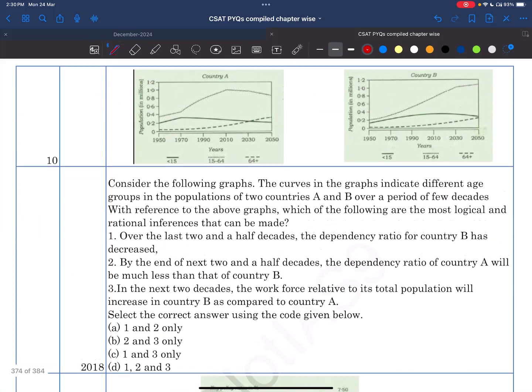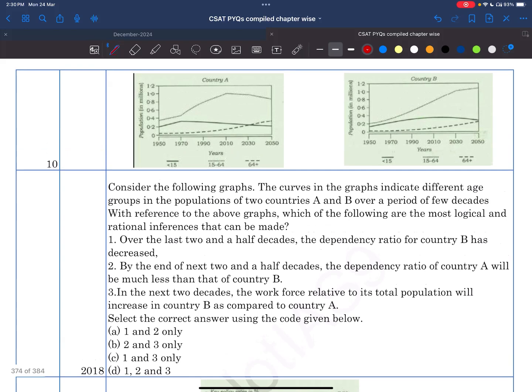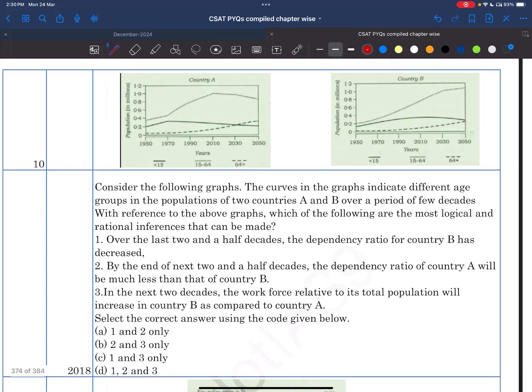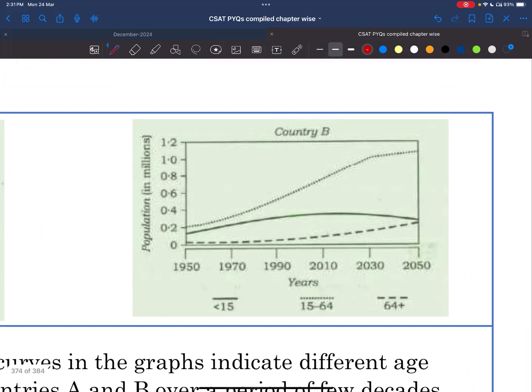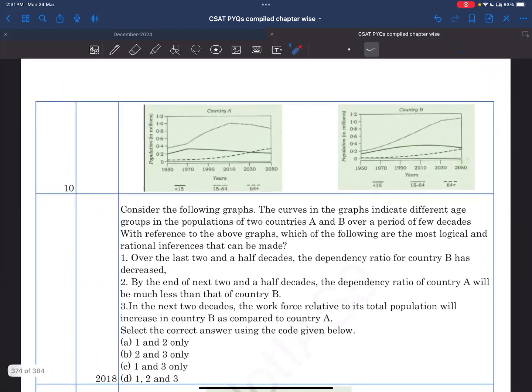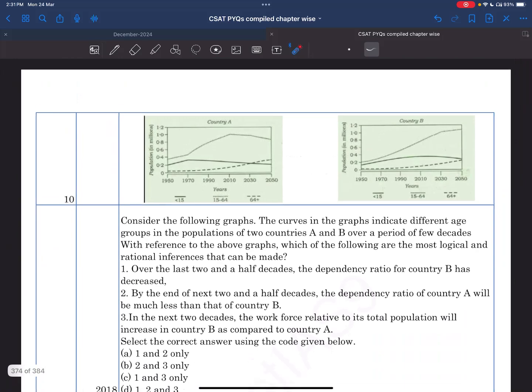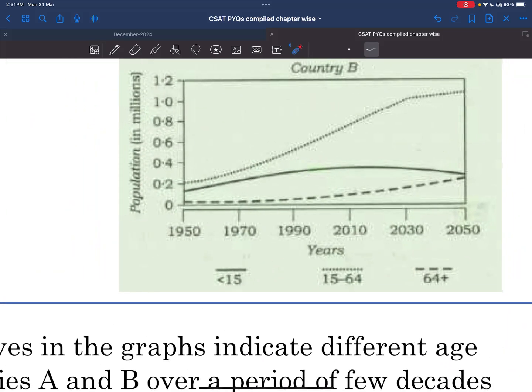Consider the following graphs. The curves in the graphs indicate different groups in the population of two countries A and B over a period of few decades. With reference to the above graph, which of the following are the most logical and rational inferences that can be made? Over the last 2.5 decades, the dependency ratio of country B has decreased. See here, last 2 decades. When is the question asked? It's 2018. That means this should be our reference value, right? This is 2018, almost near to 2020, right?